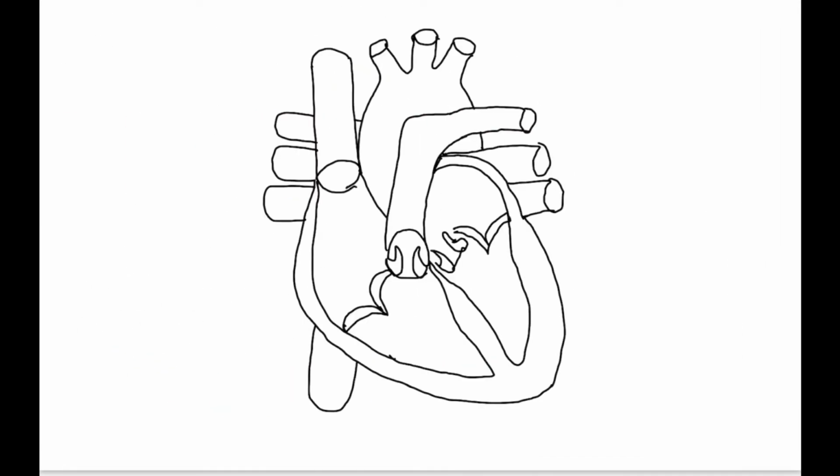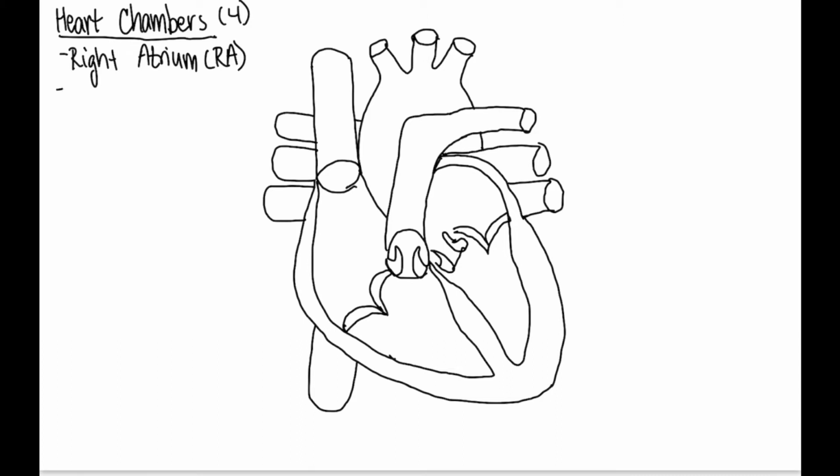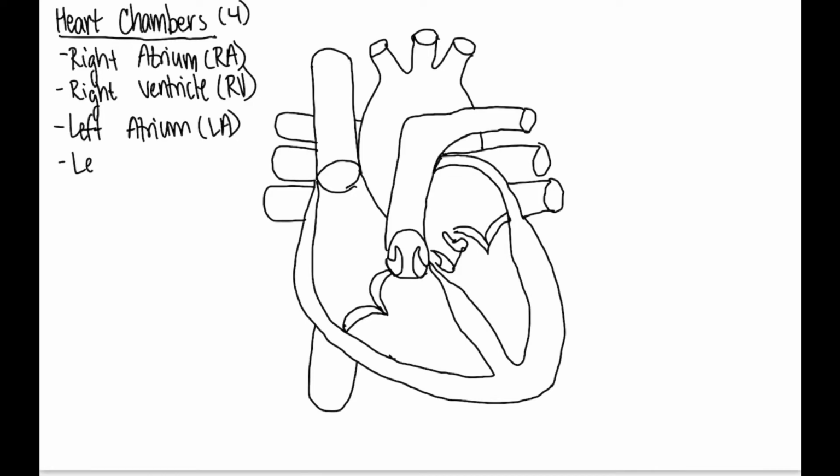So now let's discover the parts of the heart. So first we're going to go through the chambers of the heart. There are 4 chambers to the heart that are very crucial to know. There's the right atrium, there's the right ventricle, there's the left atrium, there's the left ventricle.